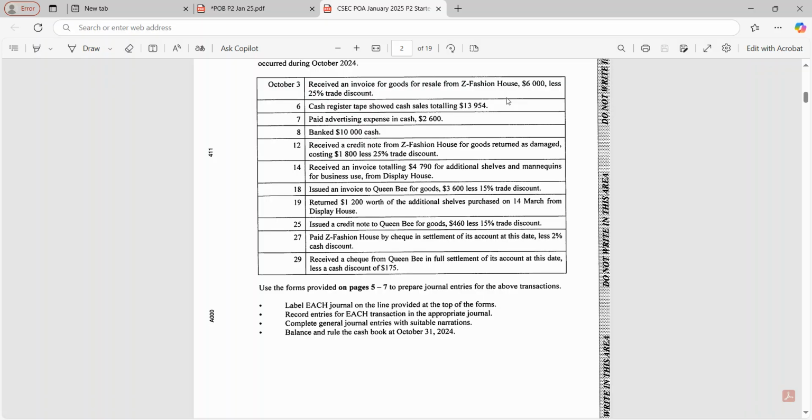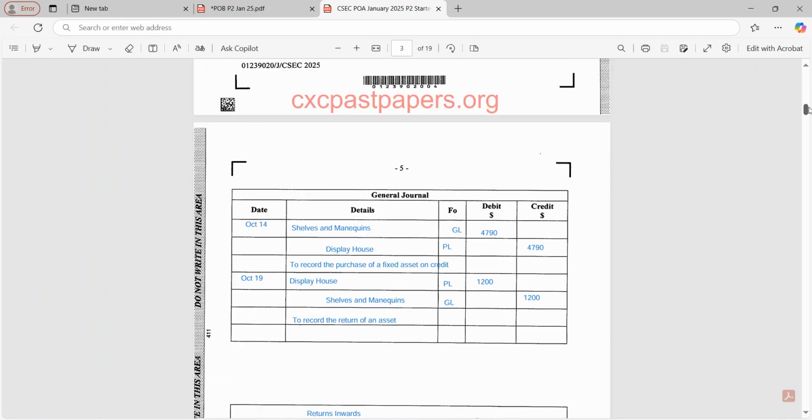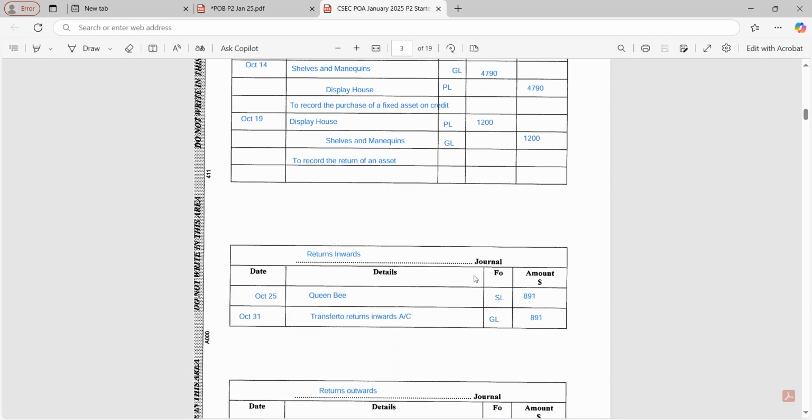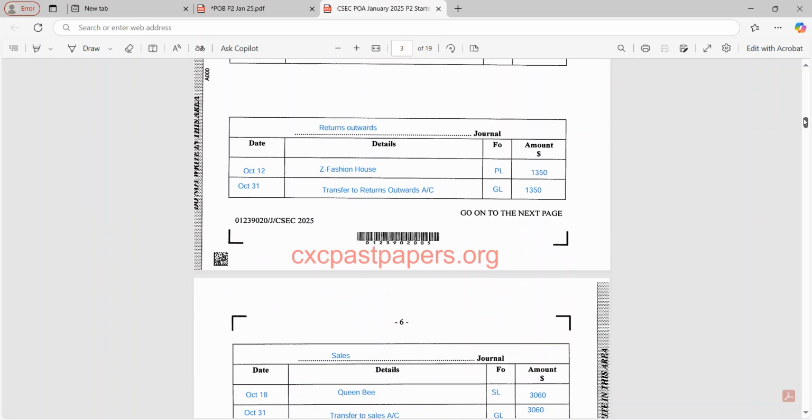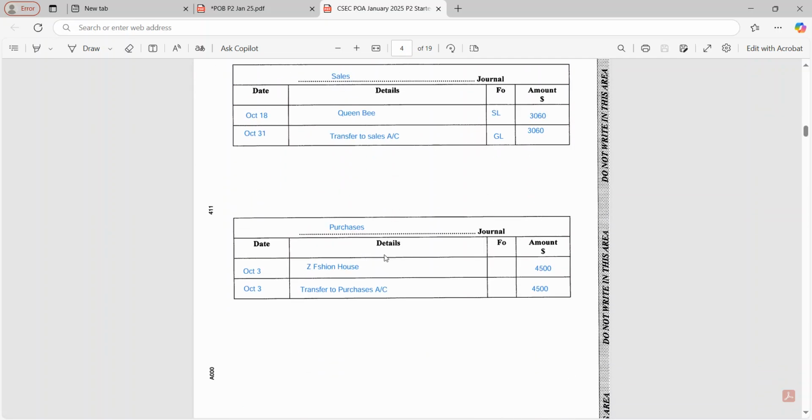Which one of those journals will you record this transaction in? When you're buying goods on credit, that is related to your purchases journal, because you will record goods bought on credit in your purchases journal. So we scroll down, you would label one of your journals as purchases journal. In our case, I did it already, so we just go down to purchases journal. It happened on the 3rd, Z Fashion House.